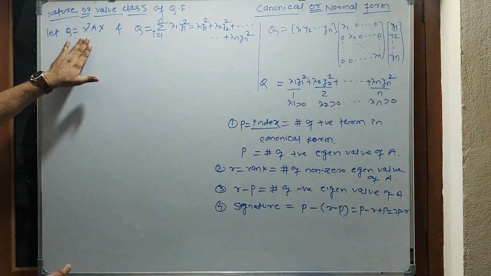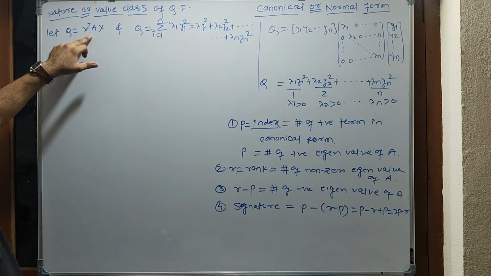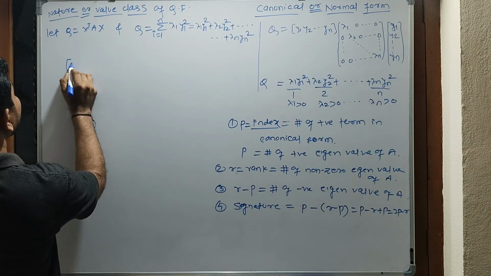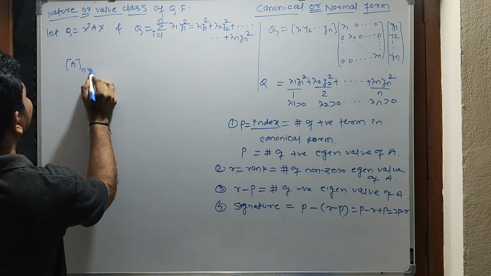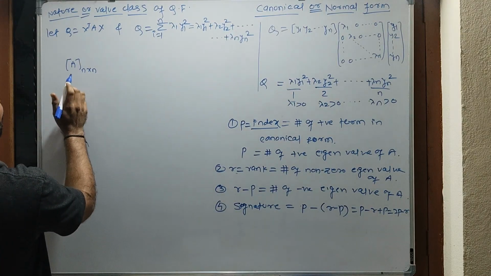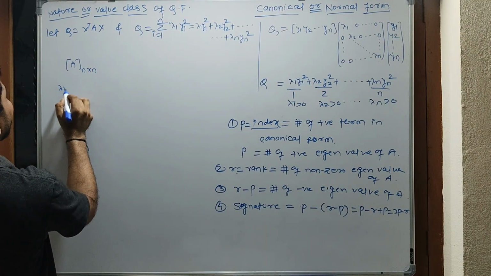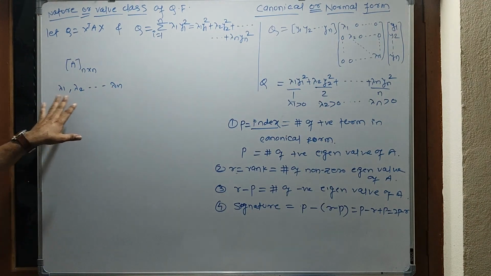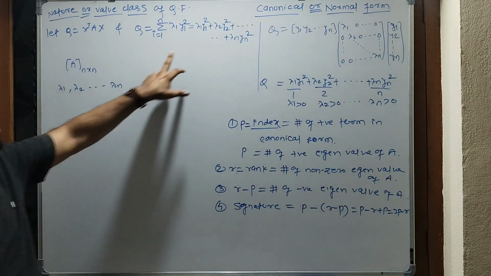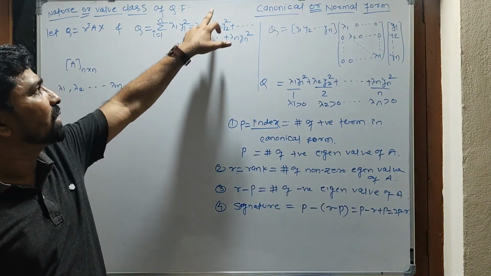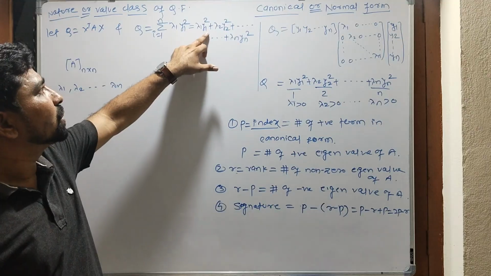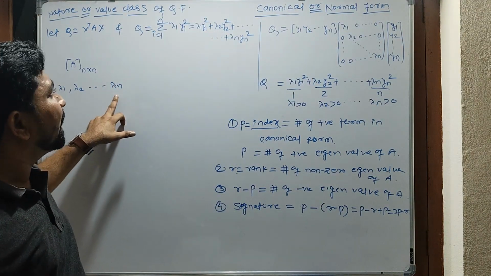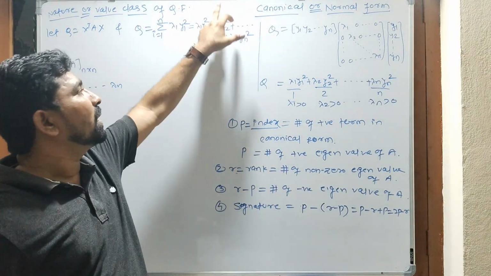This is my coefficient matrix corresponding to the quadratic form X transpose AX. Let's say this is my coefficient matrix A, having n rows and n columns. This matrix has n eigenvalues lambda 1, lambda 2, up to lambda n. If lambda 1 is positive, since y1 square is always positive, this whole term is positive. If lambda 2 is positive, the second term is positive. If lambda n is positive, the nth term is positive in my normal form.